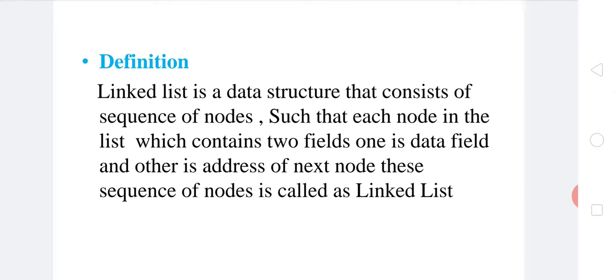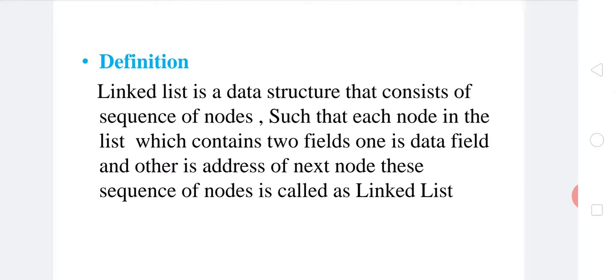Basically, linked list is a data structure that consists of a sequence of nodes. See carefully, linked list is one type of data structure. In this data structure there is a sequence of nodes. Afterwards we will see what is meant by node. Each node in the list contains two fields. One field is the data field and the other field is the address of the next node. This sequence of nodes is called a linked list.